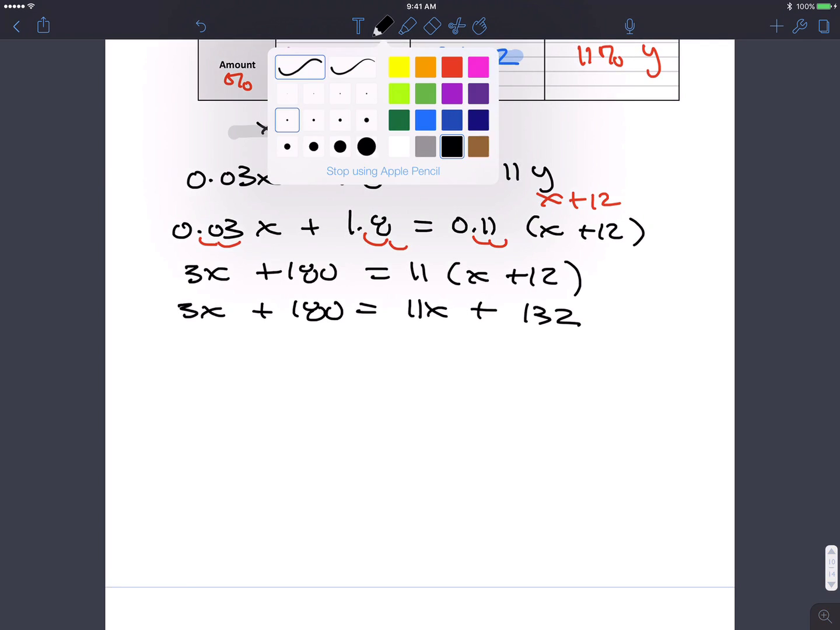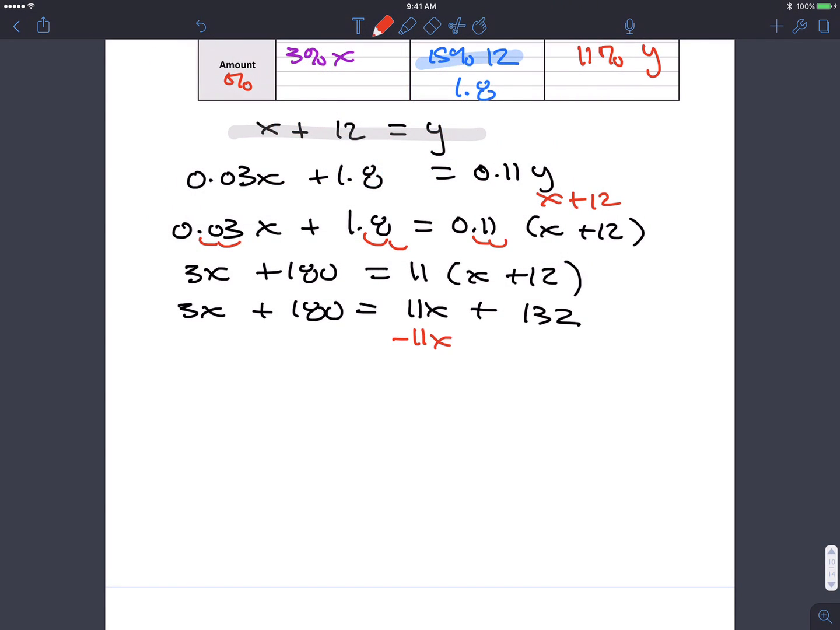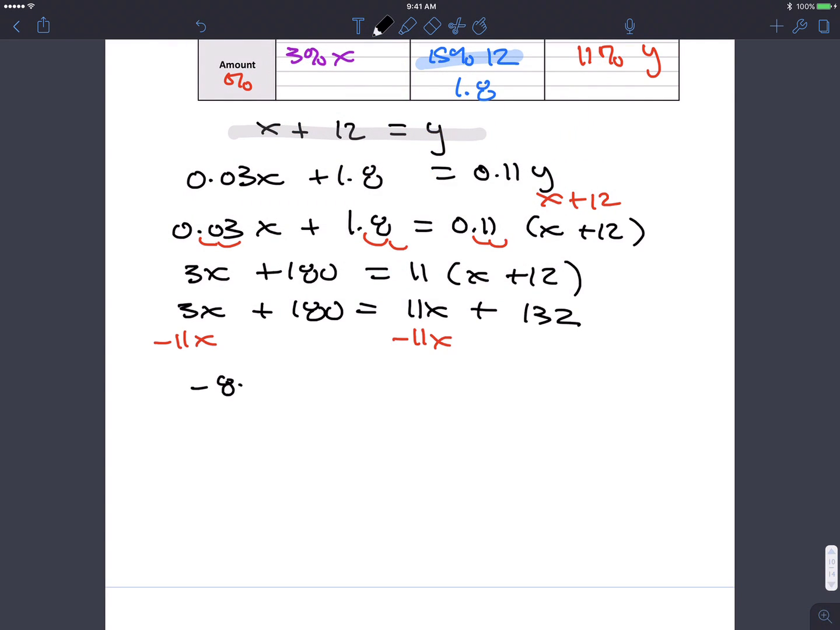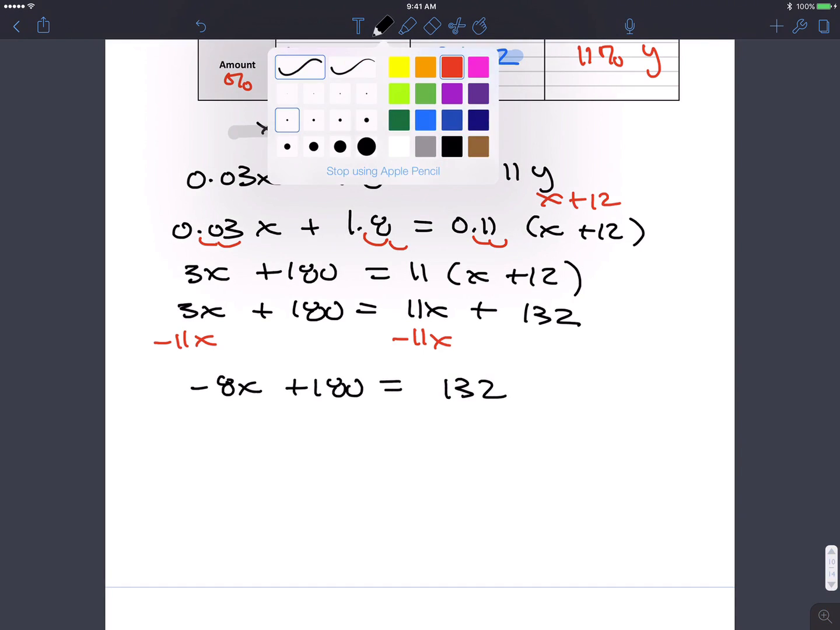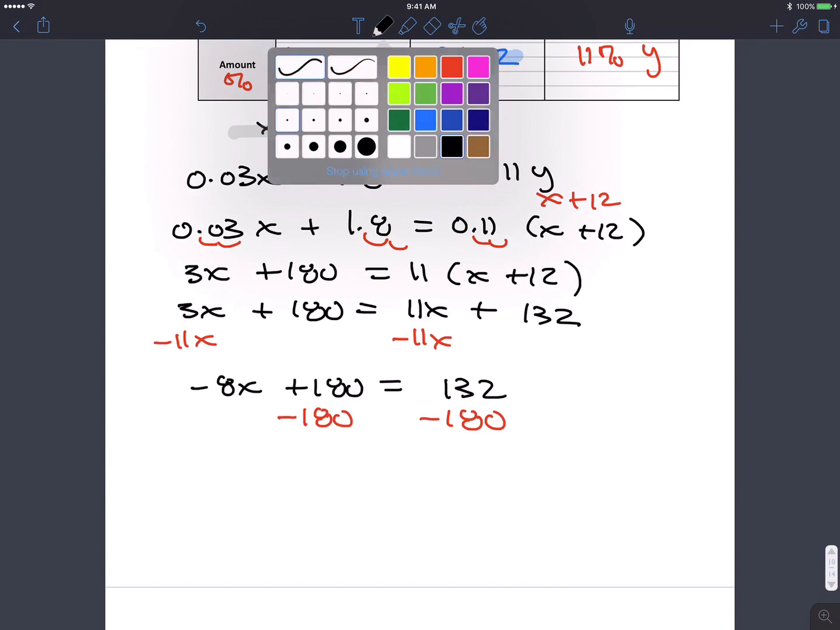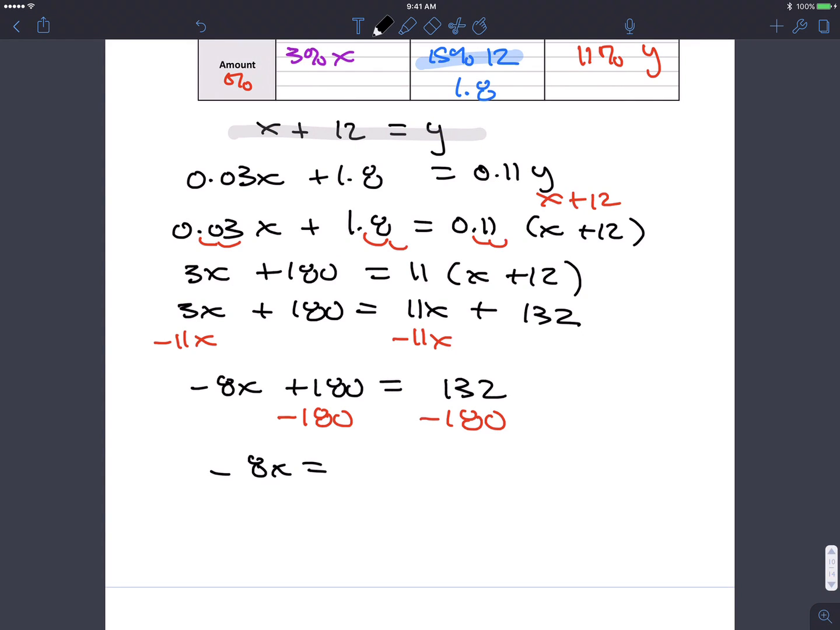We're going to solve this for x, so we're going to do some algebra. Subtract 11x from both sides. 3x minus 11x is negative 8x plus 180. That's going to be 132. Subtract 180 from both sides. Negative 8x will be 132 minus 180, negative 48. Divide both sides by negative 8. You get x is going to be 6.